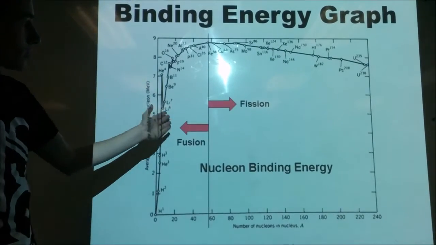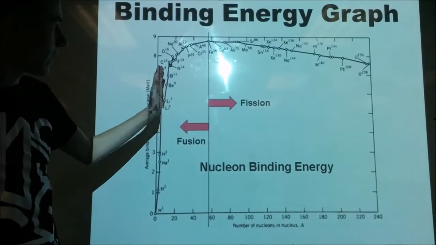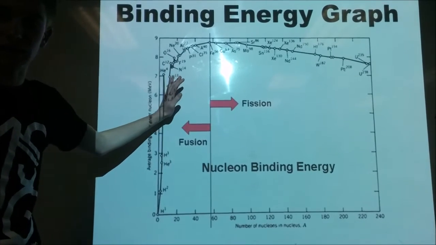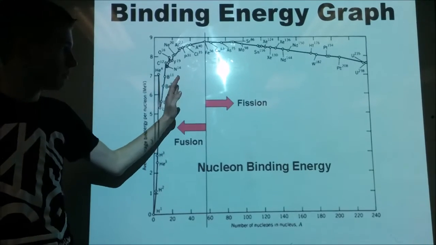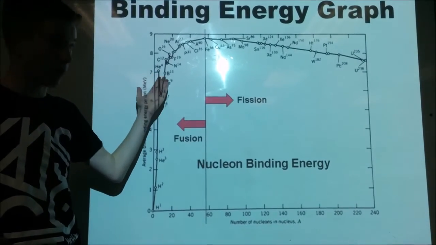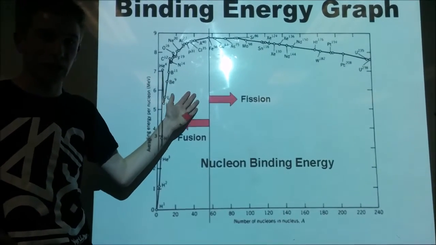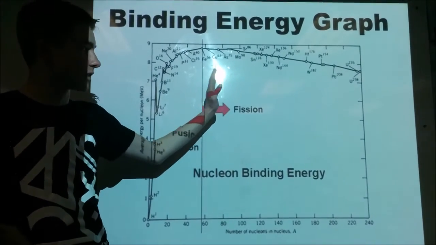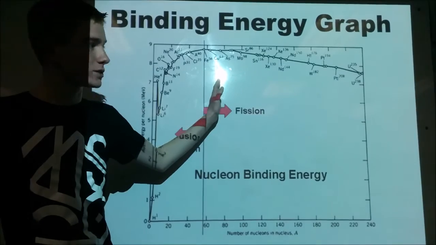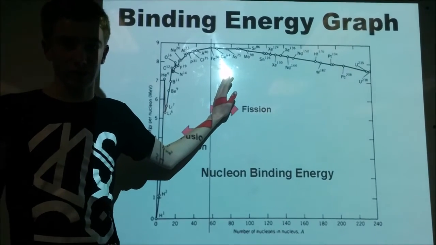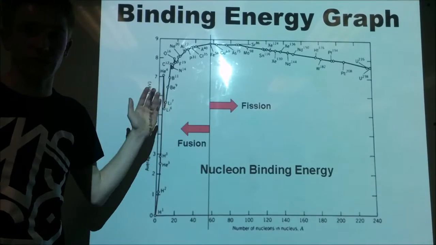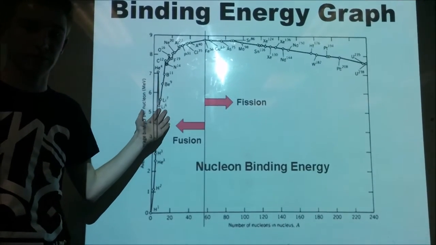Okay, so the elements on this side of the graph most readily undergo fusion because when they undergo fusion, they release energy. And on this side of the graph, the elements most readily undergo fission because when they undergo fission, they release energy. Nuclear fusion and nuclear fission will be later explained in the video.